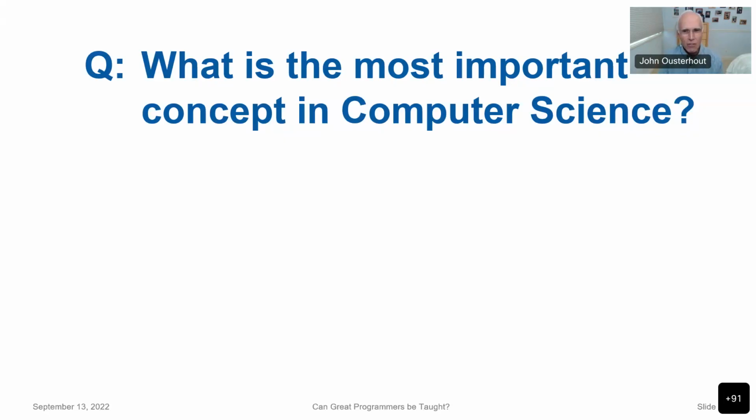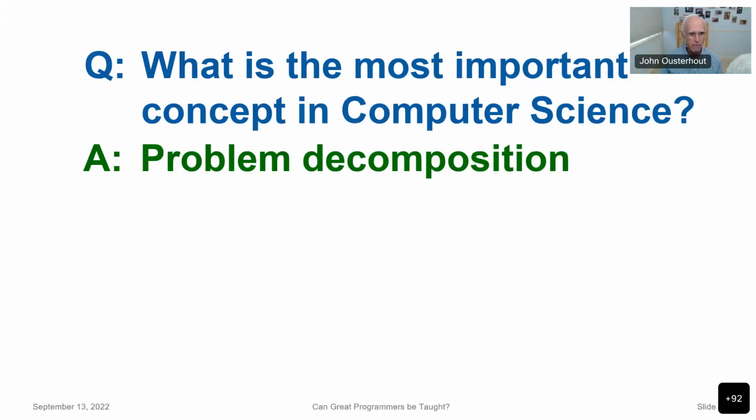Actually, I tried asking this question to Don Knuth, whom many people view as sort of the father of computer science. And so you might assume that if Don gives an answer to a question, it is by definition right. What Don said was layers of abstraction. So what I would say is something close to that, but a little bit different. To me, the most important concept in all of computer science is problem decomposition.